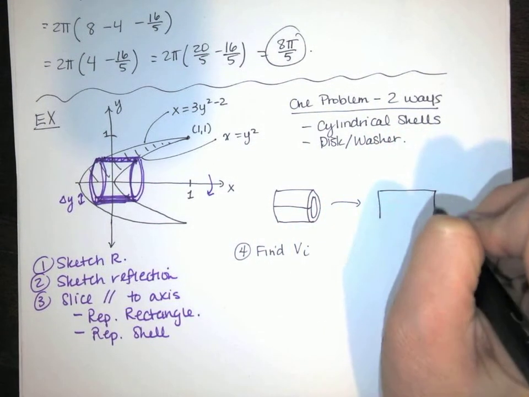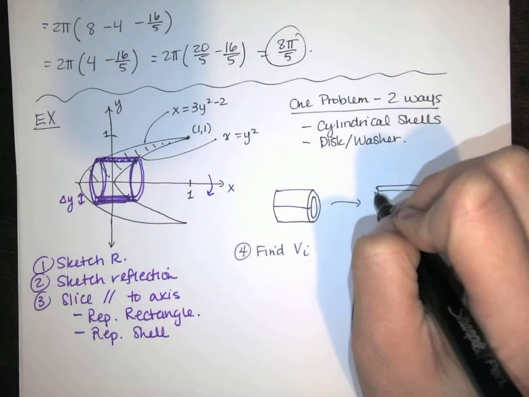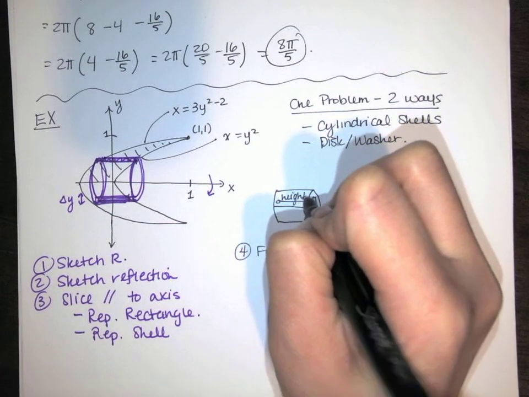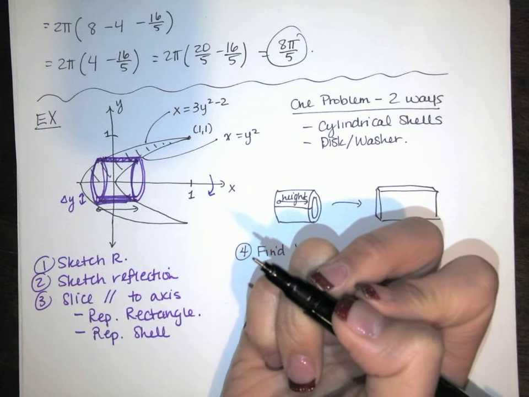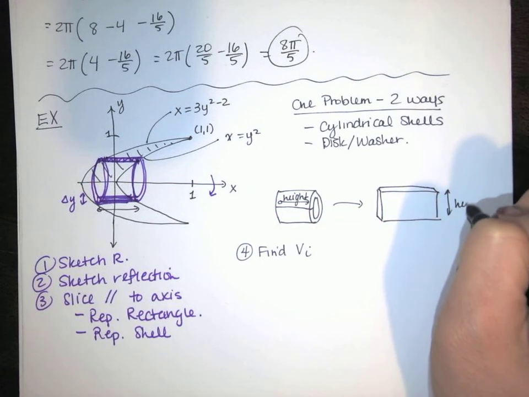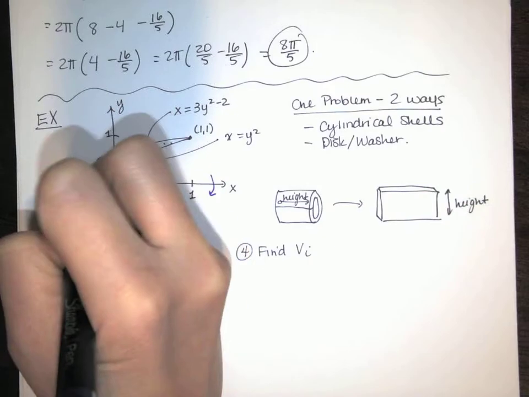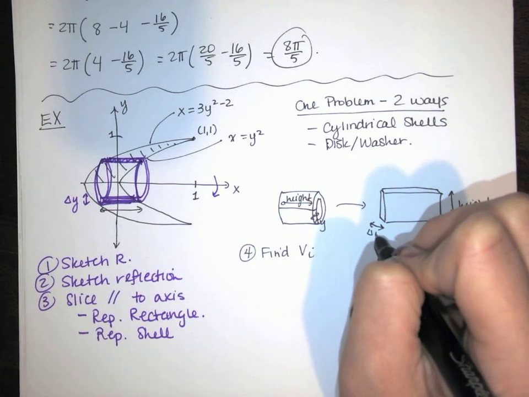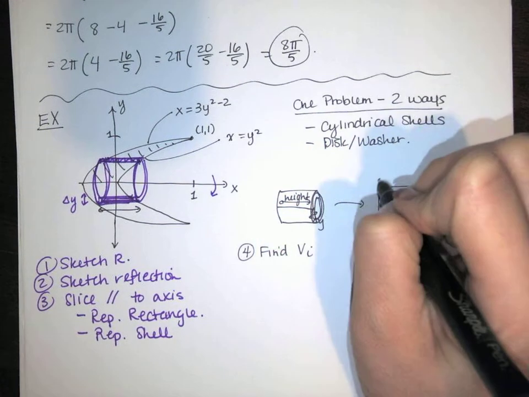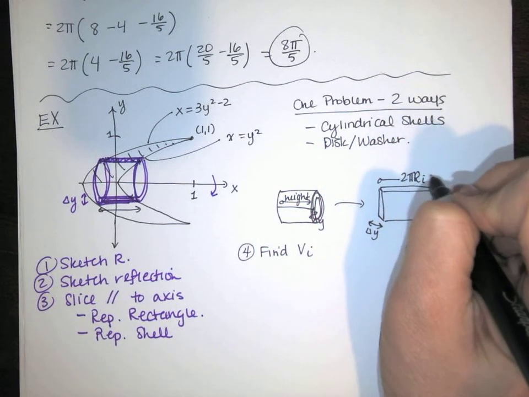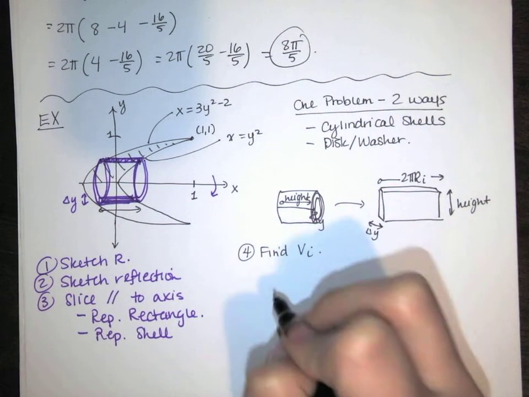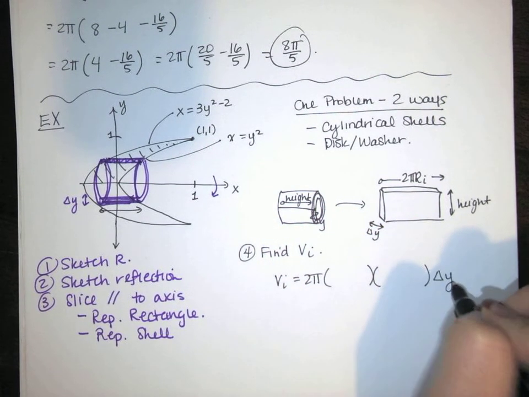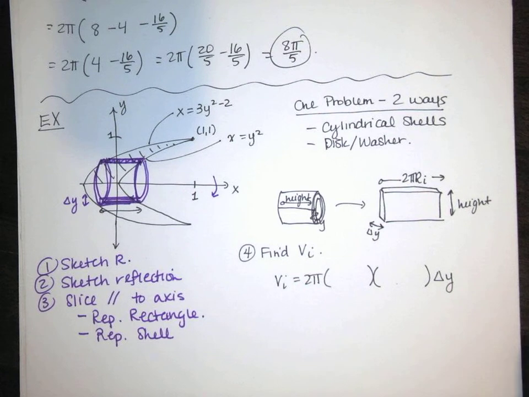If I slice it down the side and I unfold it, the height is the distance from there to there this time. So height is this. And the width of the shell is delta y. And the distance all the way around here is the circumference, or 2 pi times the radius. So we know we need 2 pi times the radius times the height times delta y. So we just need radius and height in terms of y.